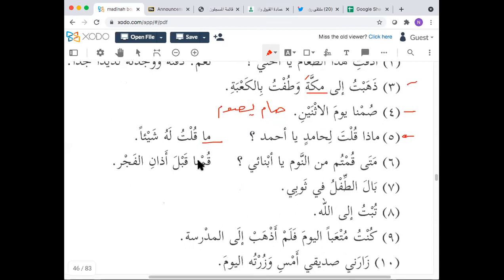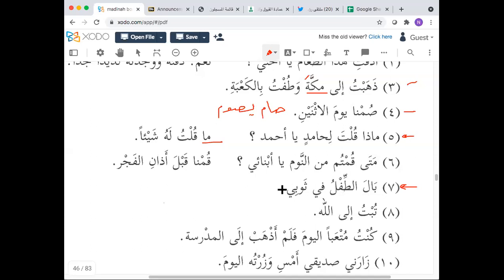طيب, 6. من هو رقم 6؟ Is it Elias? Have you forgotten your number? What's your number? Number 6. طيب اقرأ. متى قمتم من النوم يا أبنائي؟ قمنا قبل أذان الفجر. ما شاء الله تبارك الله. أحسنت. What does it mean, Elias? ما معنى هذه الجملة؟ When did you wake up from your sleep, oh my sons? We woke up before the Adhan of Fajr. أحسن الله إليك وإلى والديك.